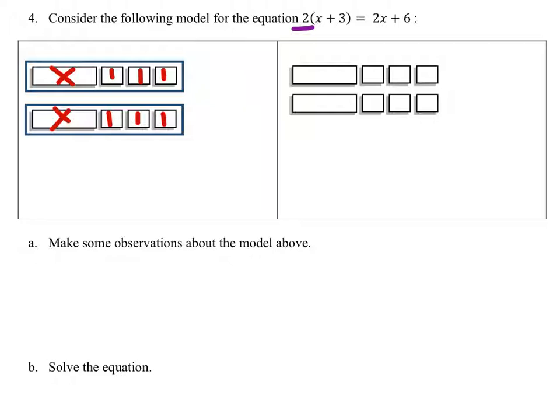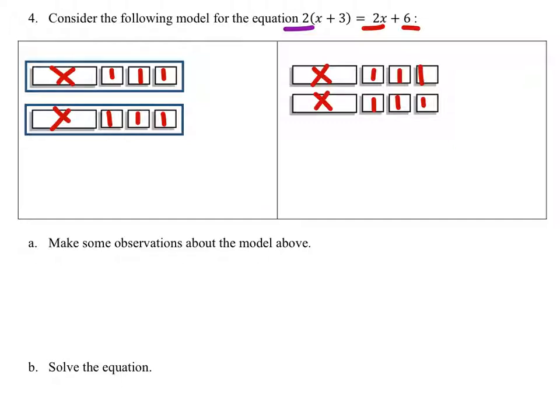Now the other equation tells us that we got two x's, 1, 2, and then 6 ones. 1, 2, 3, 4, 5, 6. Now these are equal. Make some observations about the model above. Okay. So here's one thing that we should notice on these.